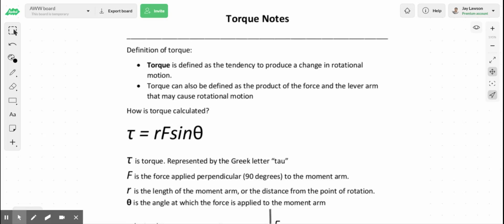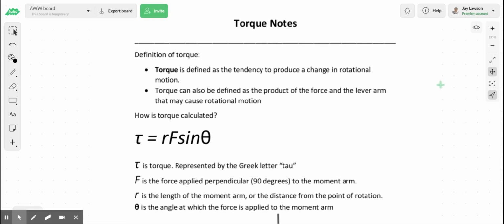I'm going to give a short lesson today on torque. Kind of go over and reiterate what you should have read or watched yesterday, and then give you a chance to work on some torque questions.